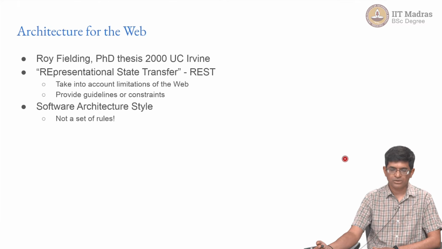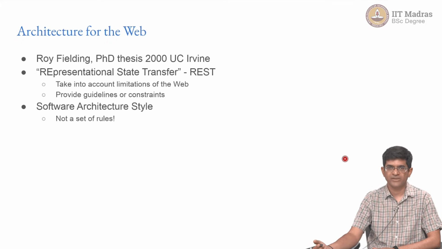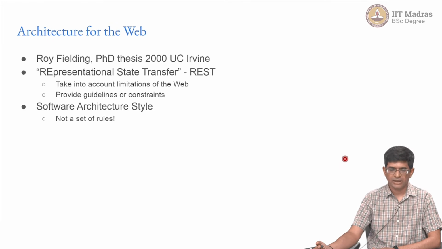Okay. Now, this REST essentially takes into account limitations of the web as a platform, and it provides a number of guidelines or constraints on how you should actually go about designing a software application so that it works within the confines of this web as a platform. An important thing to keep in mind over here is this is a software architecture style. Okay, so REST is not a specific set of rules. So it's not really correct to say, is this REST or is that REST? It's more a set of guidelines, or it's a design style, right?